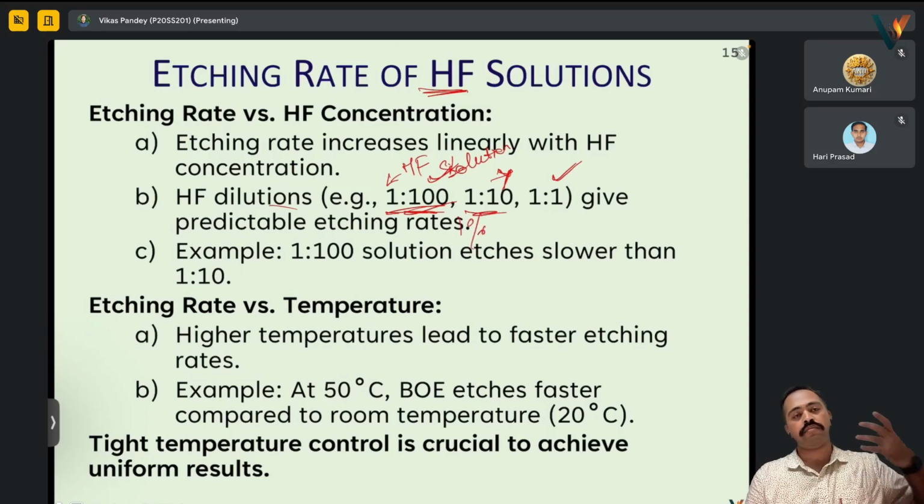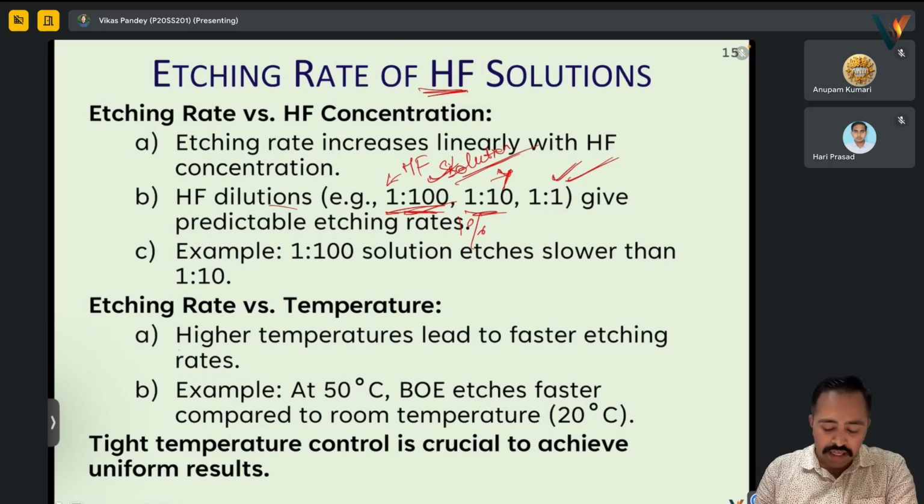If I need to remove everything in one go, then I can go for 1:1, that is 100%. Or if it is a solution we are taking, in that case it will be 100% HF. If you just dip it, everything will be gone.